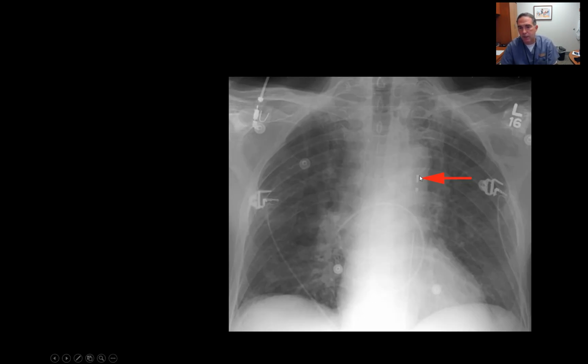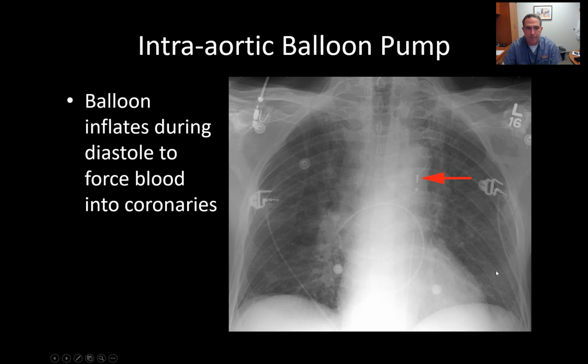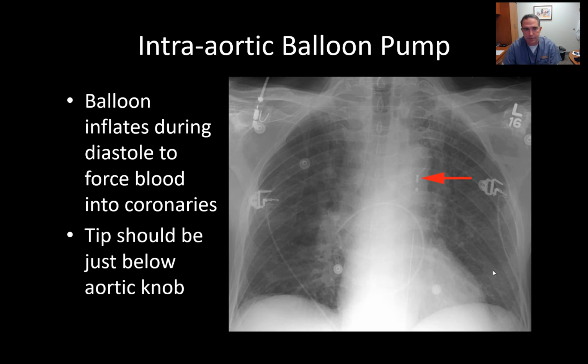This is intra-aortic balloon pump, IABP. 2 ways to measure these. You can either measure from the top of the arch and 3 centimeters down, or if you think about on the radiograph, the arch being a circle, you want it at the bottom of the circle. It inflates during diastole to force blood into the coronaries.